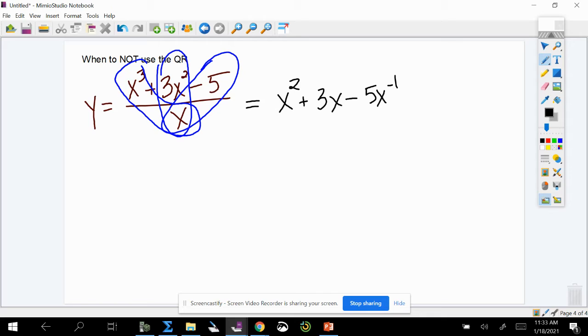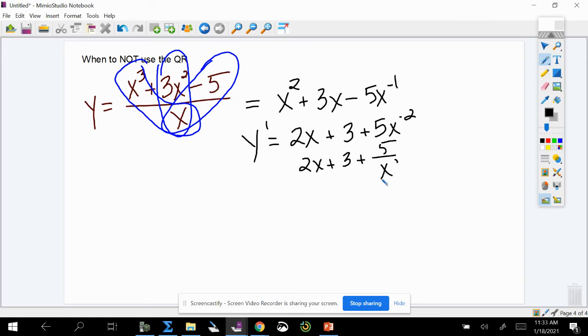So if you have a single variable denominator, you can very quickly write each of them over that and do a quick simplifying. You can do it in your head. Then you can take the derivative term by term. So the derivative of x squared is 2x. The derivative of 3x is 3. And the derivative of negative 5x to the negative 1, power out front, power 1 less, and you can rewrite that with a negative exponent in the bottom. So write it as 5 over x squared.